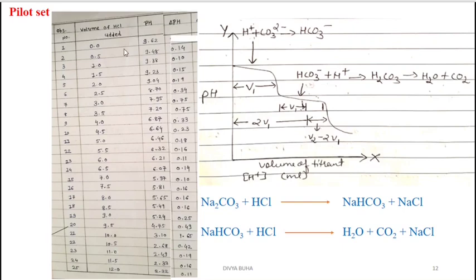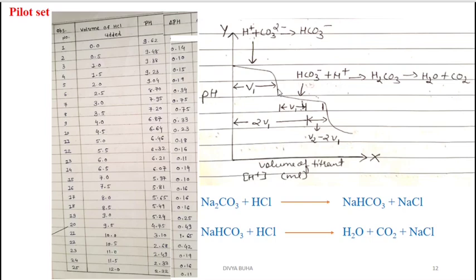Okay, now in this practical, what you can do is you have to add either 0.55 ml of HCl and determine the pH value, or you can add 1 ml of the HCl and determine the pH value. Okay, it's up to you. Then you need to determine the delta pH. For the first reading there would be no delta pH. Okay, for the second one 9.48 minus 9.62, it would give you 0.14, and in a similar manner you have to find out the delta pH values.